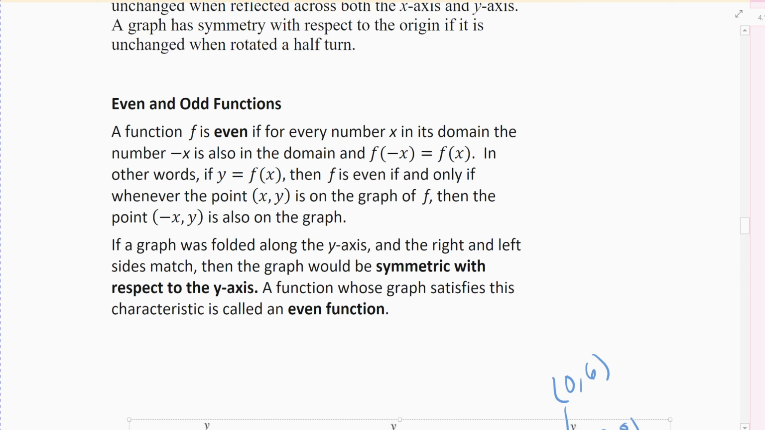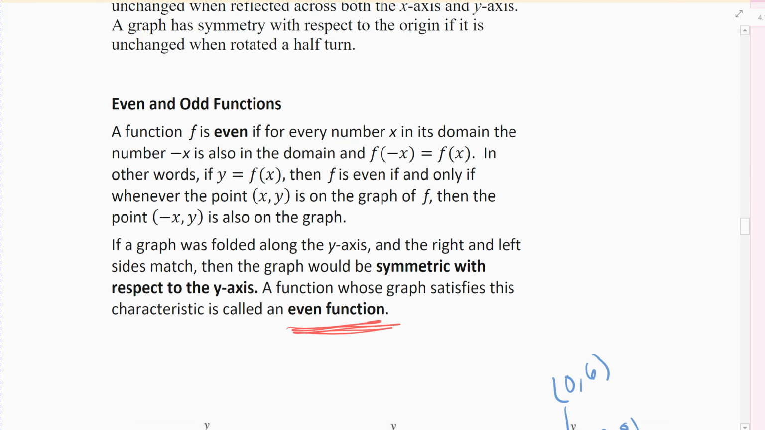So my function f of x is even if and only if, wherever there's a point x, y on the graph, there is a matching point at negative x and the same y value on the graph. The graph is folded along the y-axis. The left and right sides match exactly. So it's symmetric about the y-axis. We call them even functions because it's even degrees that get me there.